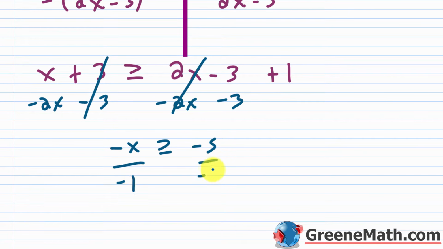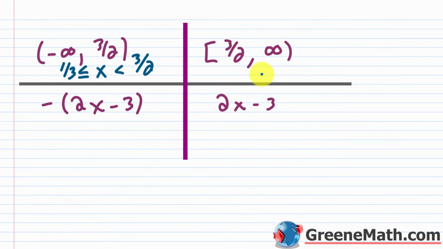Let's divide both sides of the inequality by negative 1. So this cancels. We're going to flip this because we divided by a negative. So this is a less than or equal to. Let me write my x in there. And negative 5 over negative 1 is 5. So you get x is less than or equal to 5. So let's write in here that x is less than or equal to 5.